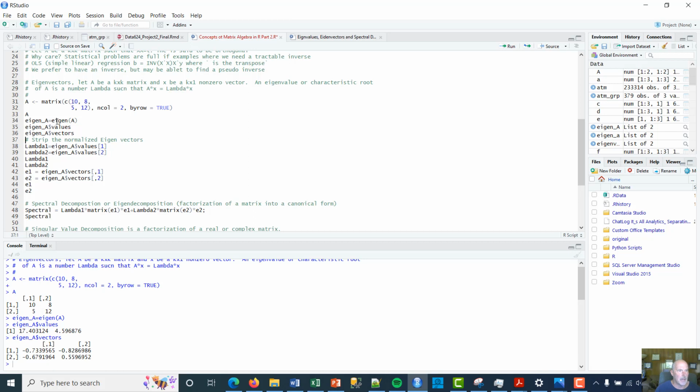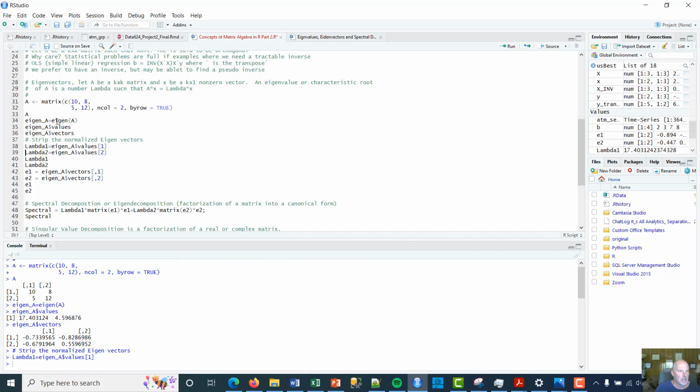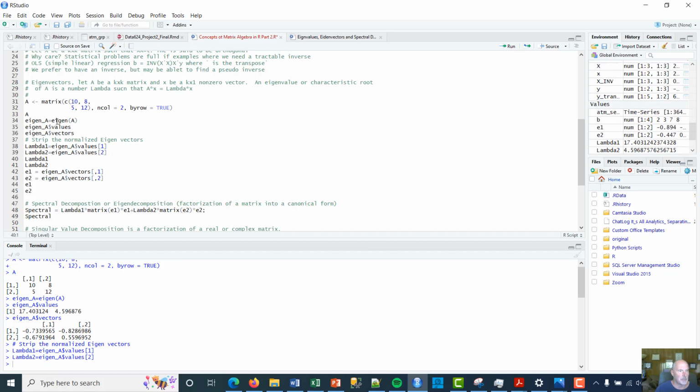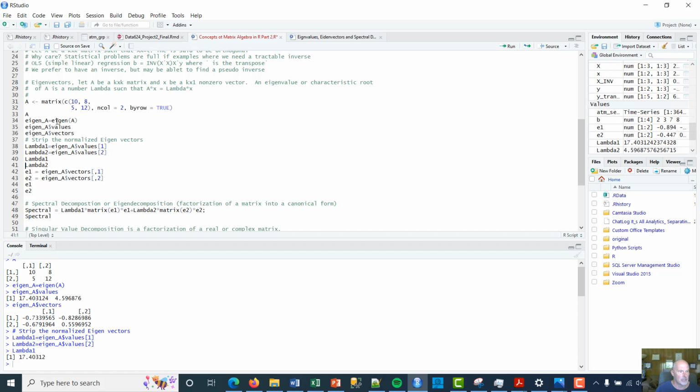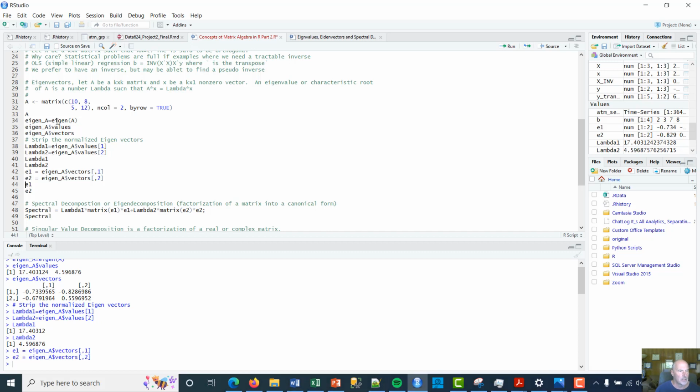Because I'm going to do spectral decomposition in a minute, I'm going to need to strip the normalized eigenvectors out of that. So I'm going to create this lambda 1, lambda 2, and just look at what that looks like. And then the eigenvectors themselves, E1 and E2. So now I have both the two vectors and the associated eigenvalues, and I can look at that.